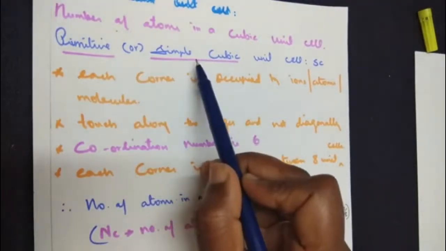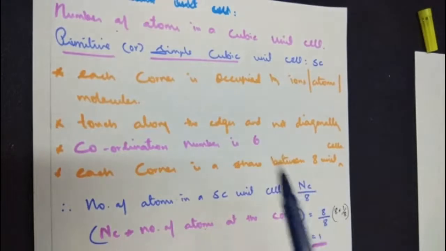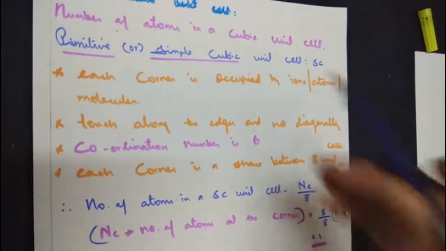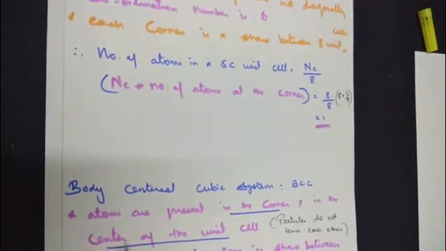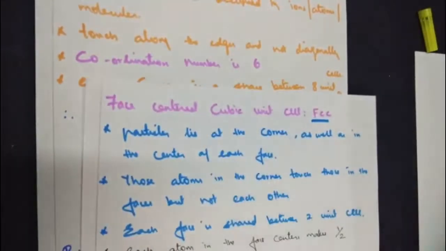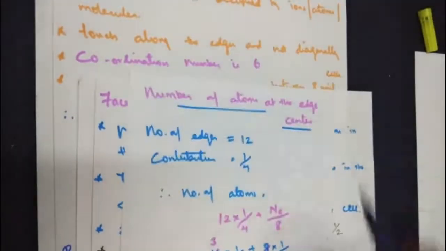What's the meaning of it? Atoms will be present only along the corners. Now a unit cell has 8 corners, so atoms will be present at the 8 corners. Now when we say non-primitive unit cell, there are 3 categories. One is a body-centered cubic system, the other is a face-centered cubic system, and an edge-centered cubic system.